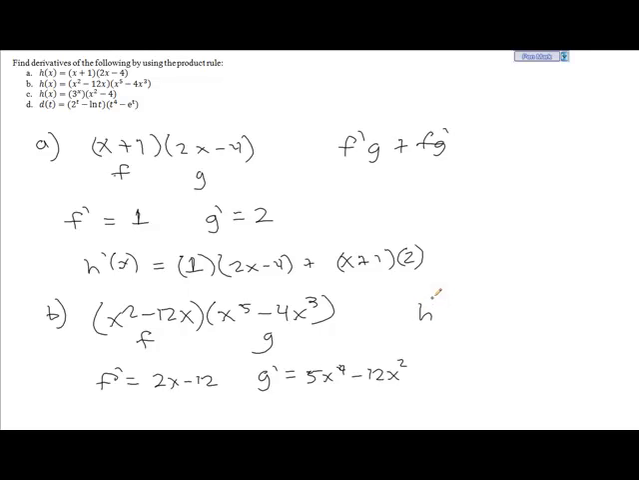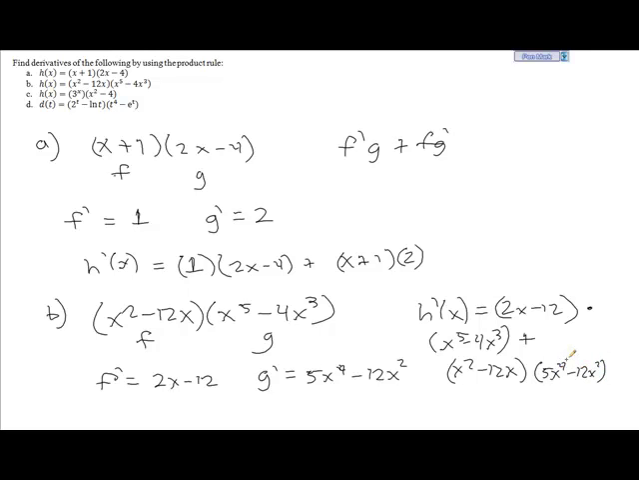So h prime of x will be equal to f prime g, where f prime is 2x minus 12. G is going to be x to the 5th minus 4x to the 3rd. I'm going to put it times here just right on the next line. Plus fg prime, which is x squared minus 12x times g prime, which is 5x to the 4th minus 12x squared. So there's our derivative using the product rule.